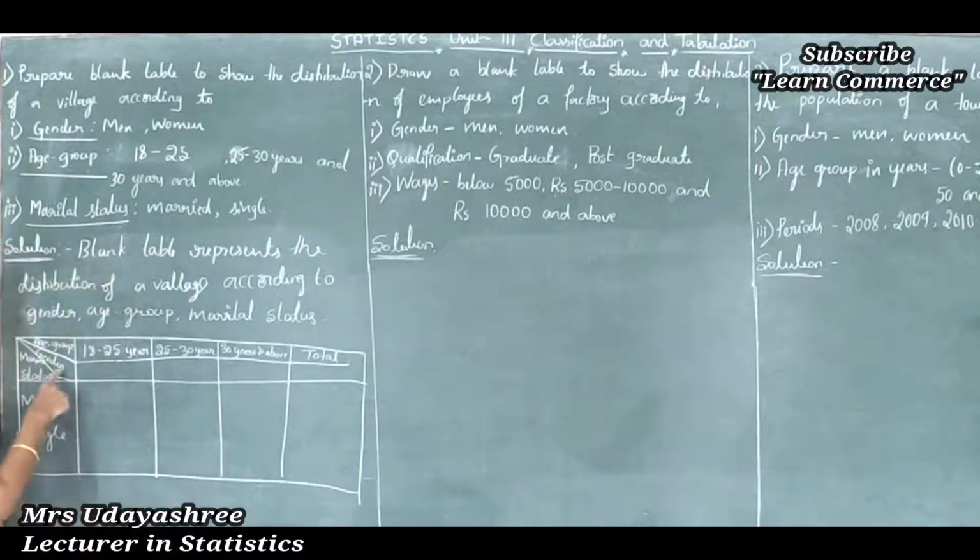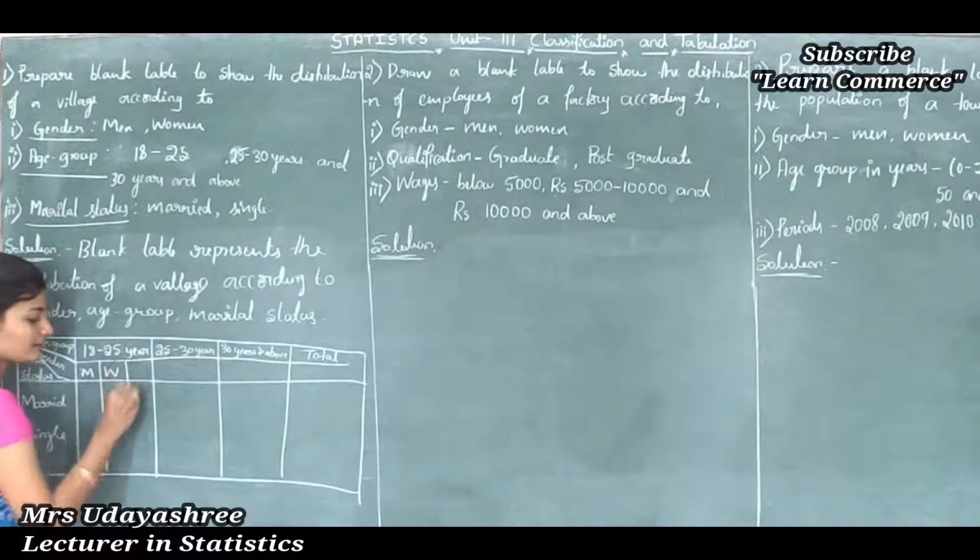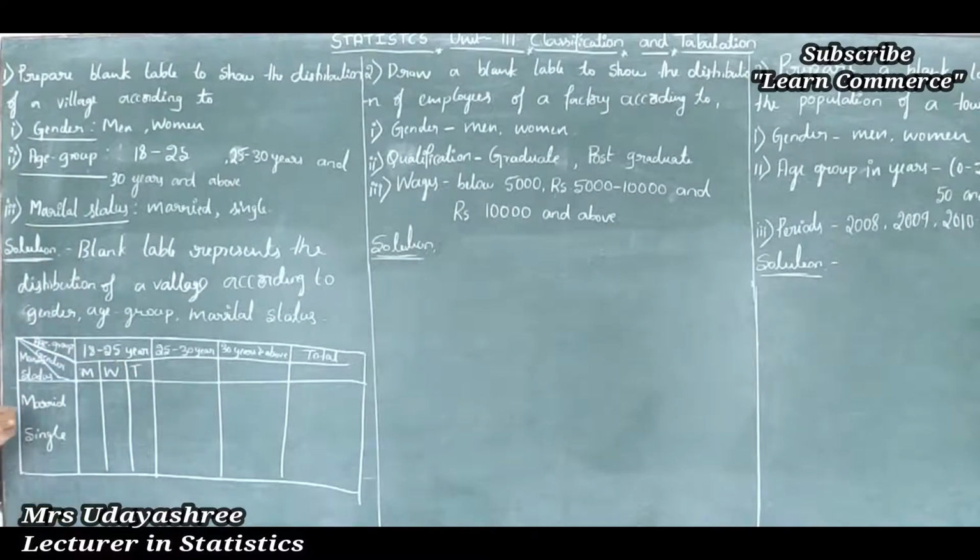Okay, next. See here, the gender column is remaining. What are the gender classifications? That is men and women. So here, under 18 to 25 years, I will write men, women and total. In the sense what? See here, marital status, the first one is married. In between 18 to 25 years, men, married people. If I write 15, it represents that 15 men are married in the age group between 18 to 25.